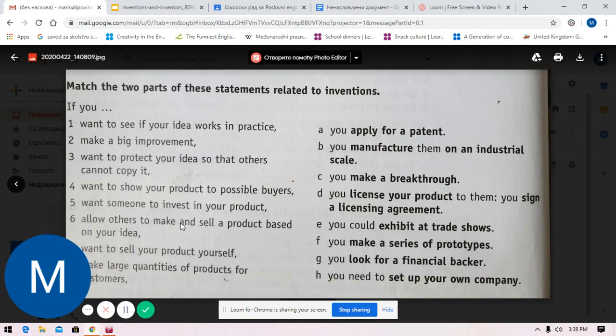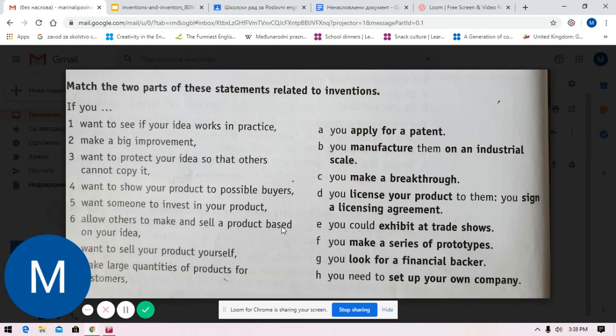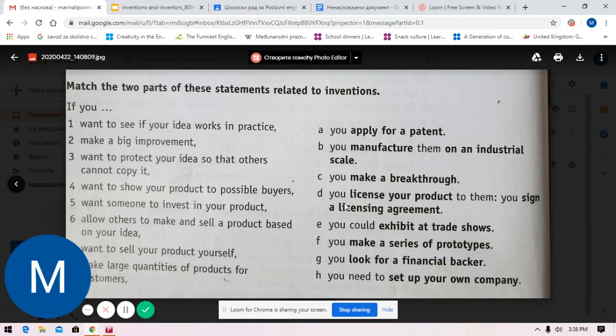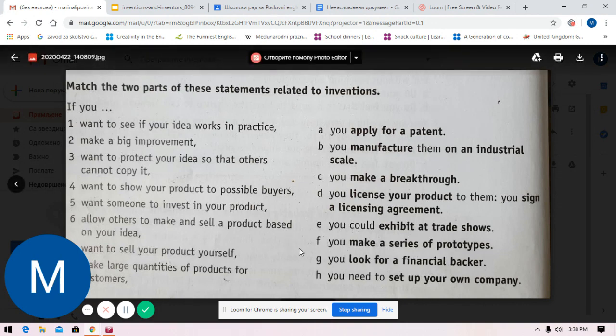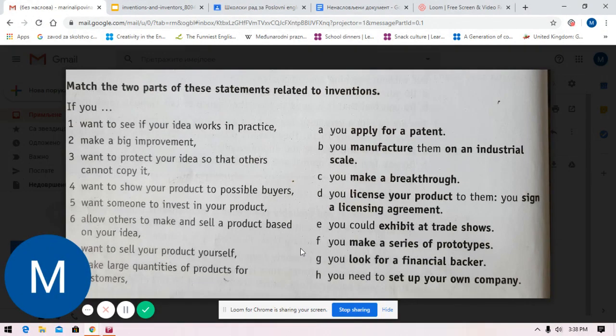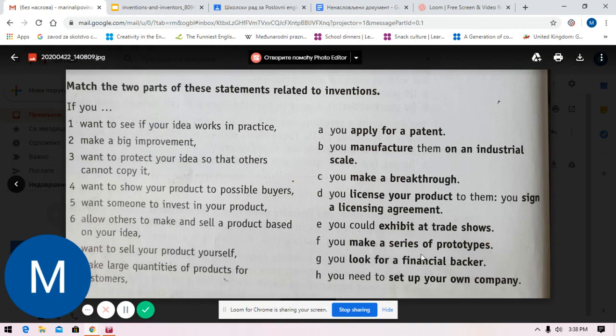If you allow others to make and sell a product based on your idea, then what do you give them? You license your product to them. You sign a licensing agreement. License is permission, to use, to make and sell, in this context, to make and sell a product based on your idea. Number 7, if you want to sell a product, then what do you do? Yes, it's logical. You need to set up your own company.